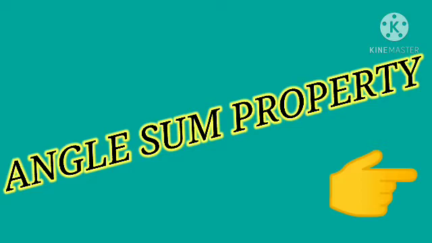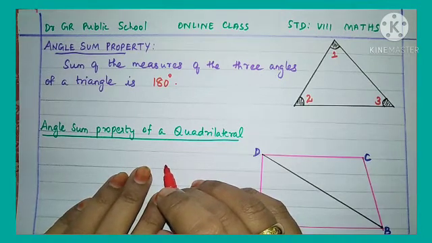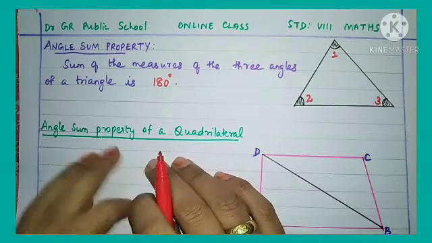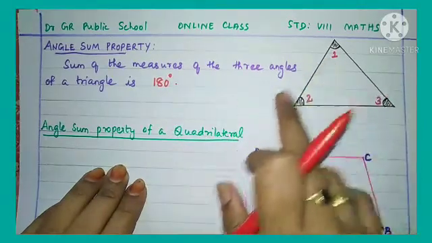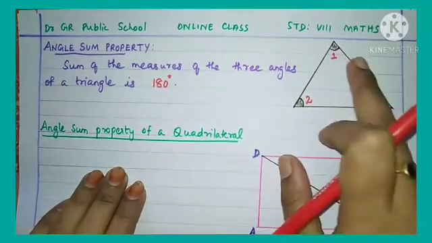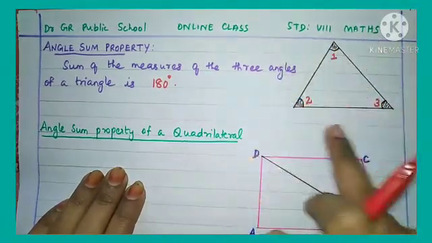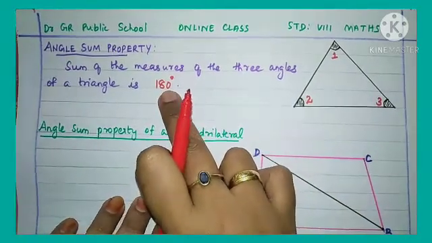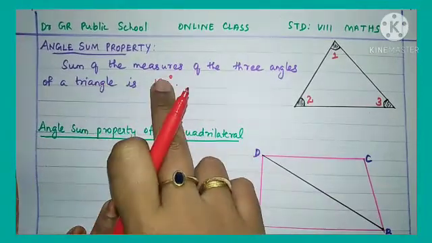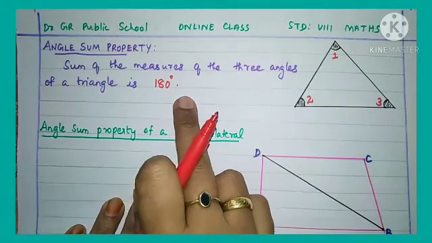Now we can study. Children, it is very clear to you that the angle sum property of a triangle says the sum of the measures of the three angles of a triangle is 180 degrees. In a triangle there are three angles, angle 1, angle 2 and angle 3, and the total of the three angles is always equal to 180 degrees. So that is the result.